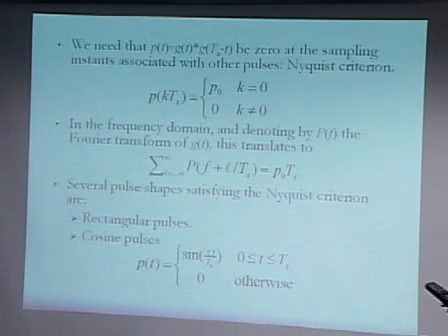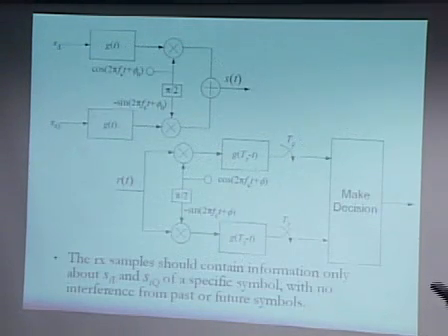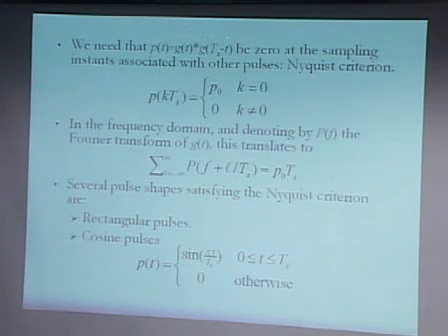And let's give it a name. Let's call P of T, let's use it to indicate the convolution of G of T with G of capital T minus T. Okay? So that's what we sample. So P is what comes into the sampling device here. So we want to make sure that these samples don't have ISI. Okay? So we want to make sure that P of T is 0 at the sampling instants of the other pulses, which is what you were saying essentially.